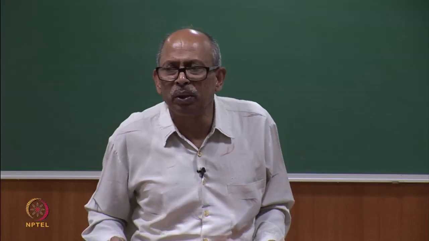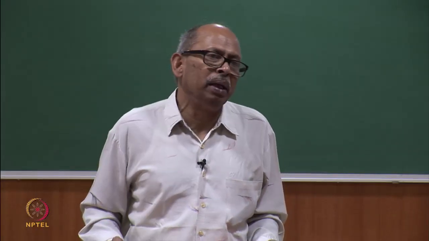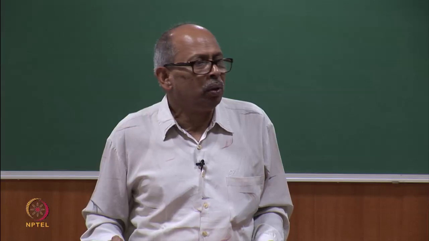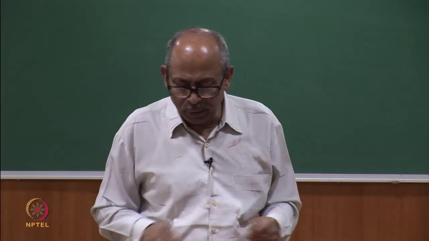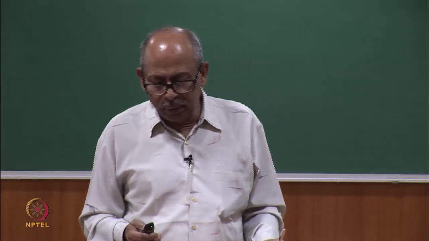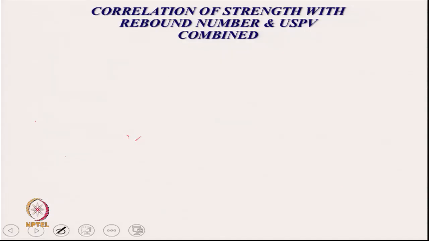So, if you say fck is equal to 20, it can be anything from 16 to 24, right. So, that is what we do, estimate the strength using core tests.